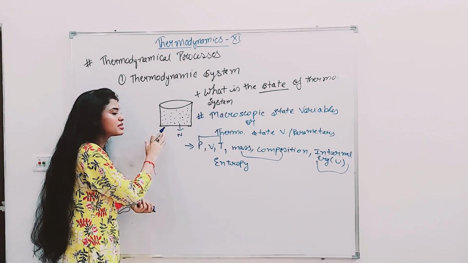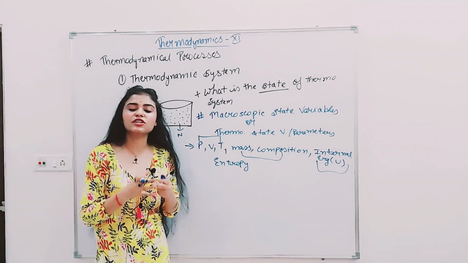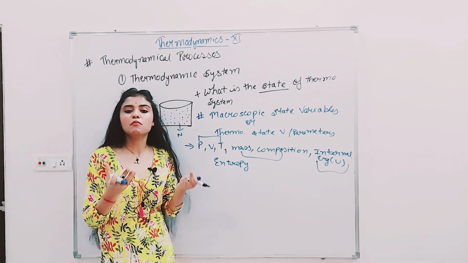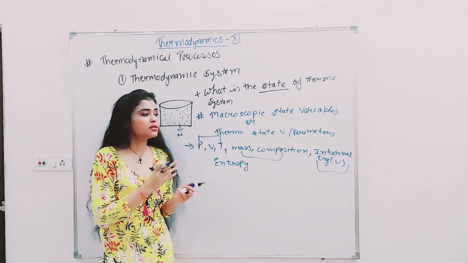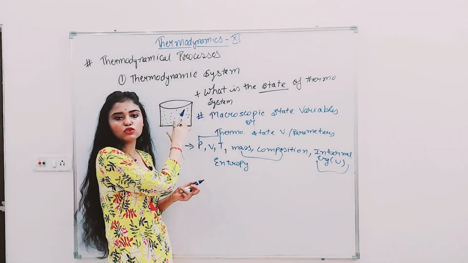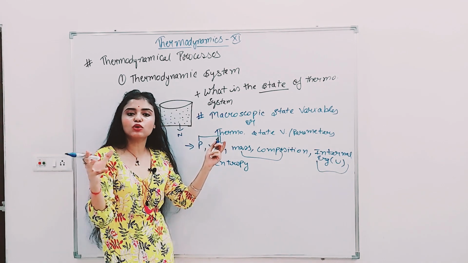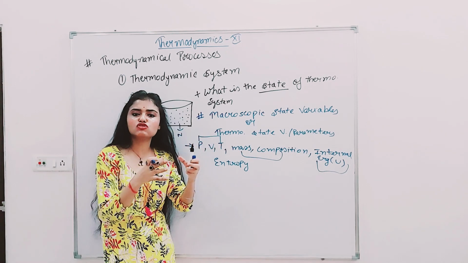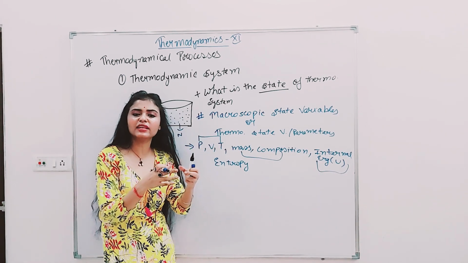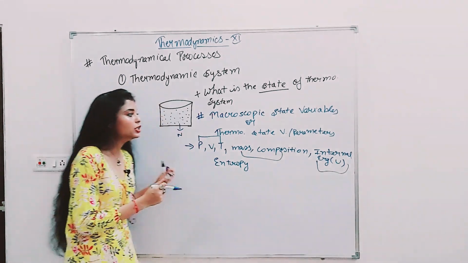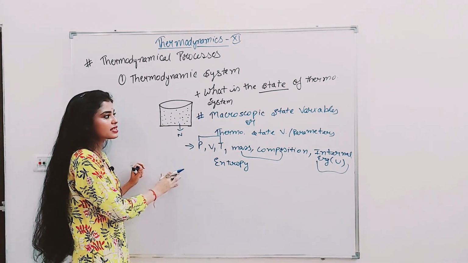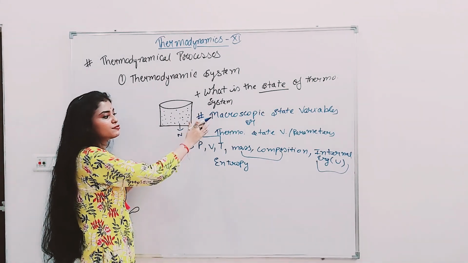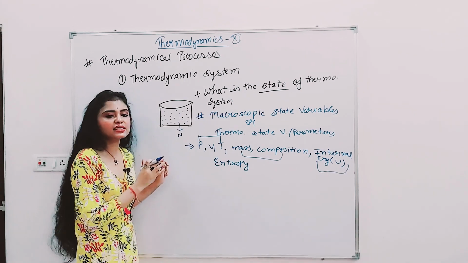Now, this system is nothing but an assembly of an extremely large number of molecules, particles or atoms. These are gaseous molecules. They are an assembly, meaning these molecules are together. When particles, atoms or molecules are together, we use the word assembly for it. So this is the thermodynamical system, which gets defined by the macroscopic state variables.